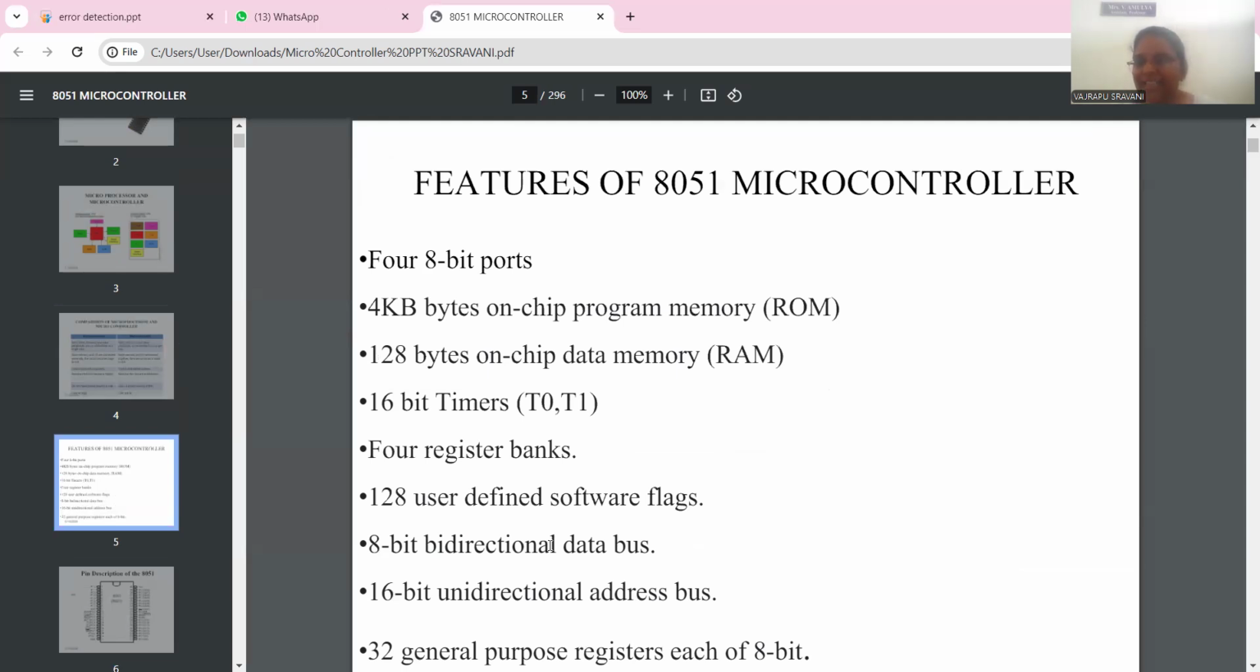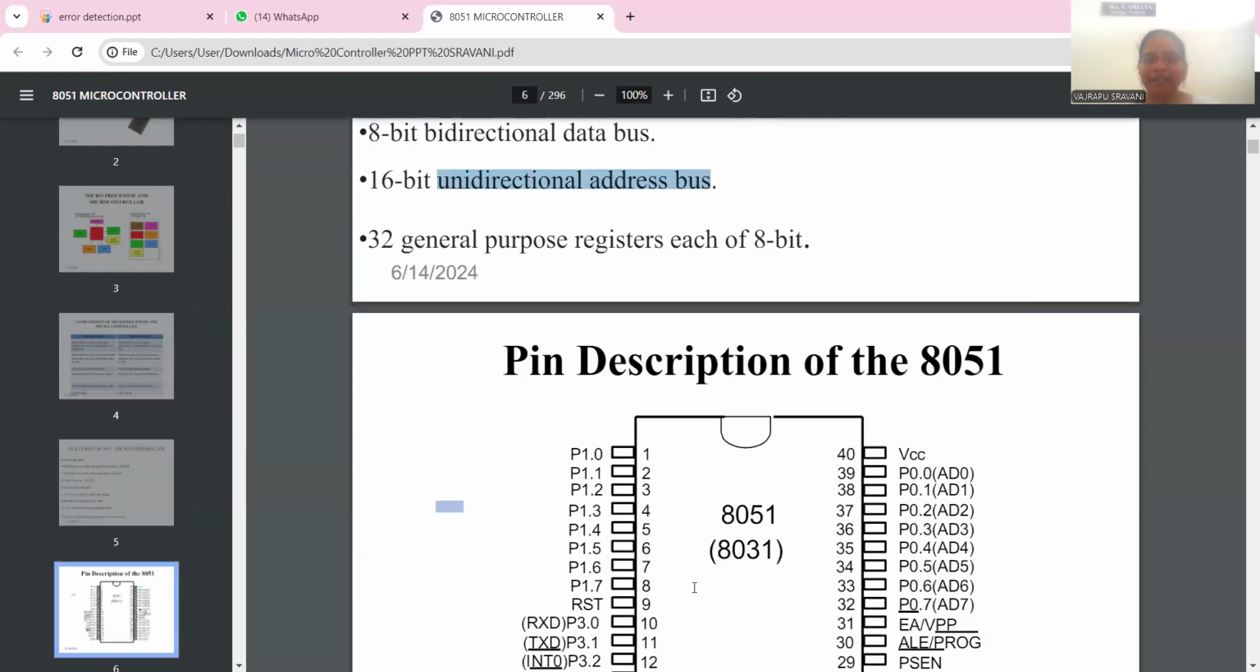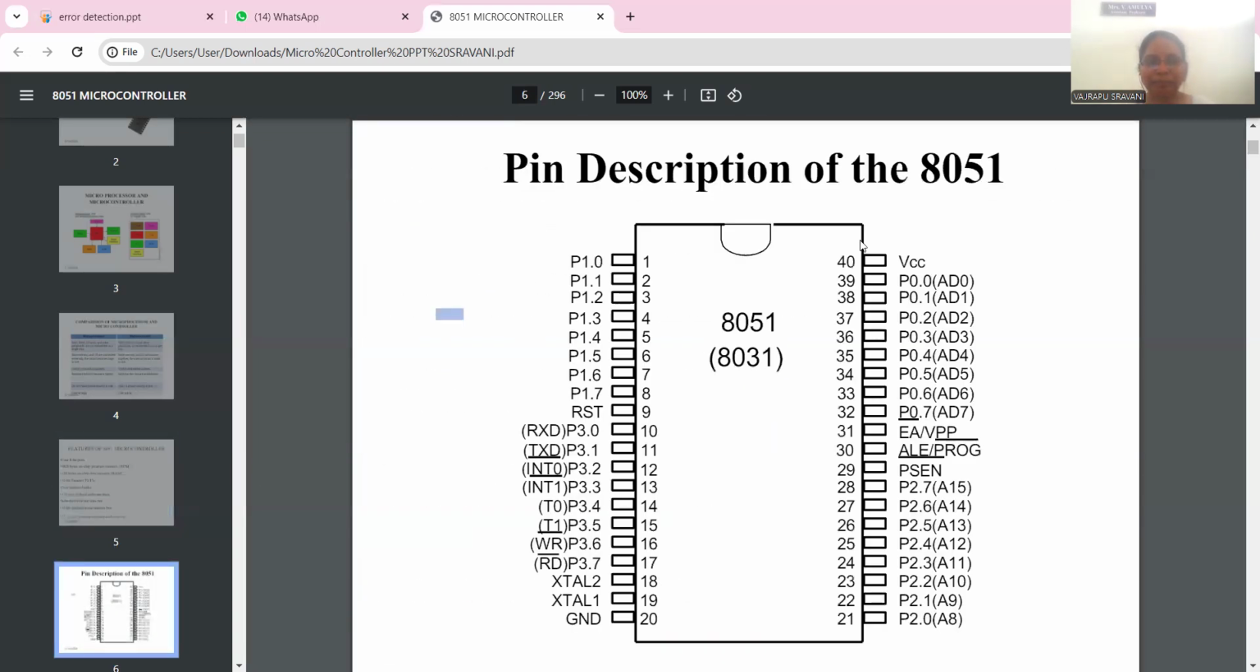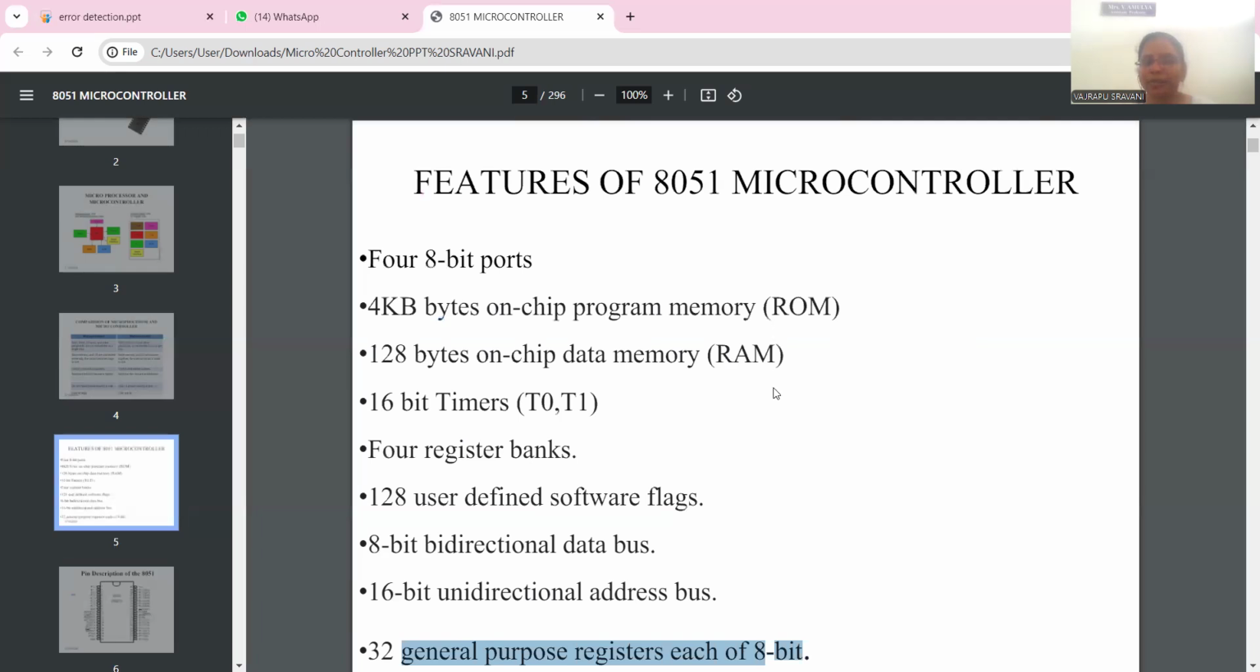Mainly, the 8051 contains an 8-bit bidirectional input-output port, an 8-bit bidirectional data bus, and a 16-bit unidirectional address bus. It also has 32 general purpose registers, each 8 bits in size. So this is about the features of the 8051.